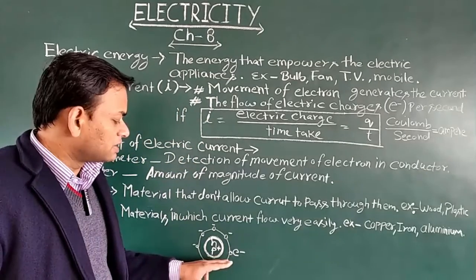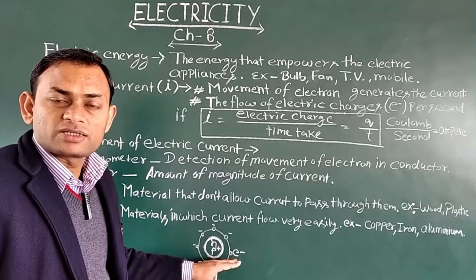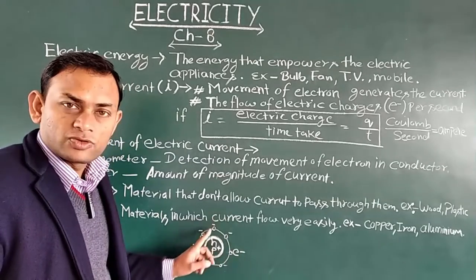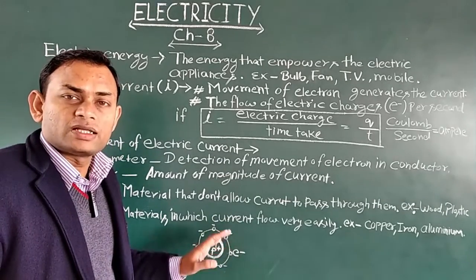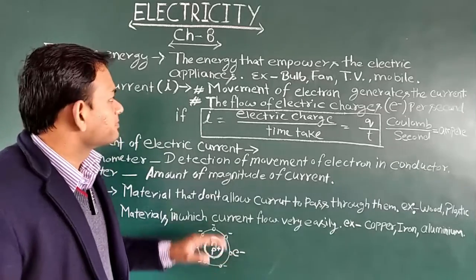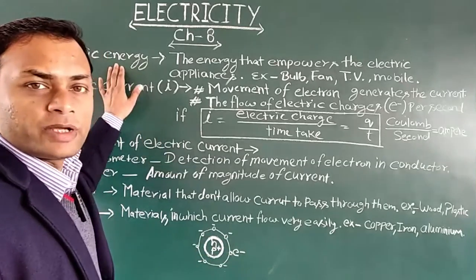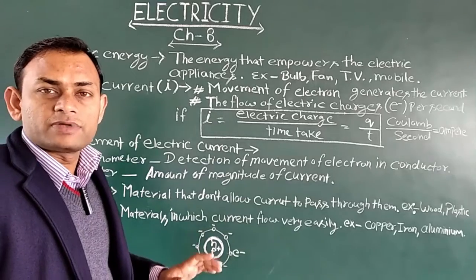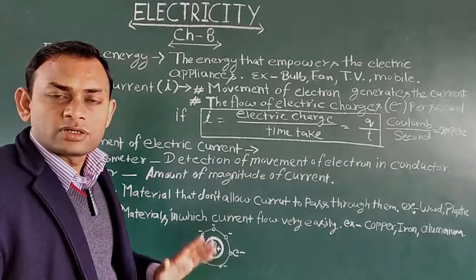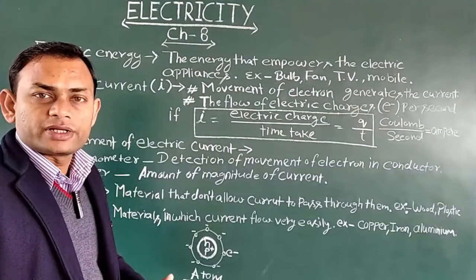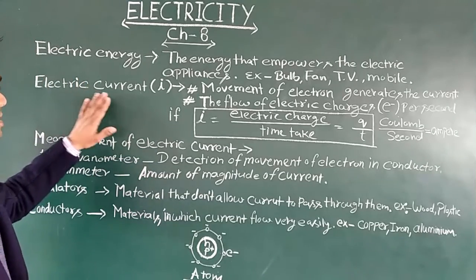Got it? And these electrons have a negative charge and move around the nucleus. So the movement of the electron generates electric energy. Got it? Now, electric current. What is electric current?